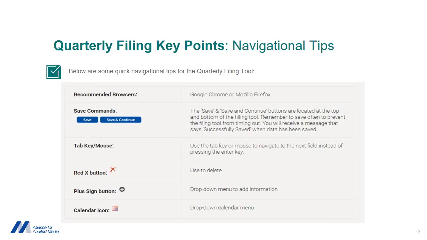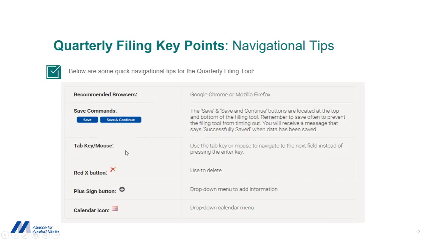Through each section in the filing tool, there's a Save or a Save and Continue. Save means when you click on it, it'll just save the information in that section and still let you stay in that section. Save and Continue means that it's going to save the information you inputted, but it's going to move you to the next section. Both work well. You just want to remember to save. And you will see a message that says successfully saved when you have saved.